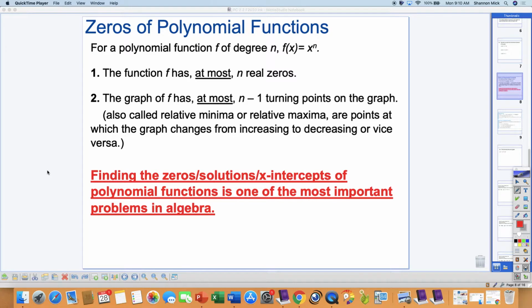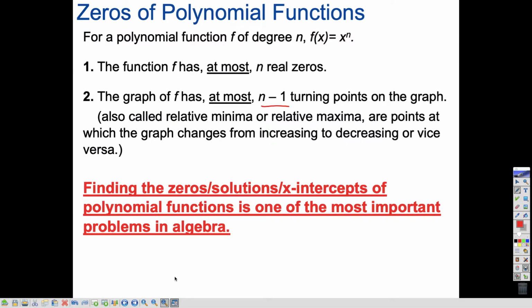Okay, so we're still on 2.2, and we are still going to be describing end behavior and finding zeros of polynomials. We talked about on Friday there is at most n real zeros, but there are that many zeros. There can be real and imaginary, but real are the only thing we can graph, so that's a lot of times what we think about. And then at most, we have n minus 1 turning points, and that's where we have maximums and minimums, and it changes from increasing to decreasing. A lot of this stuff we've already talked about. And then finding zeros is one of the most important things you will do in math, and it's something that you do over and over and over and over.